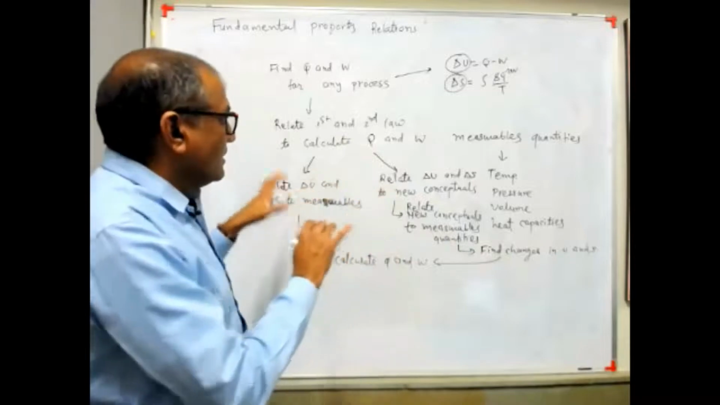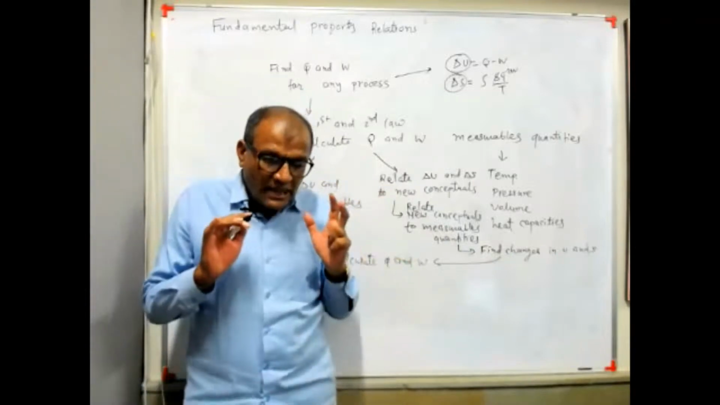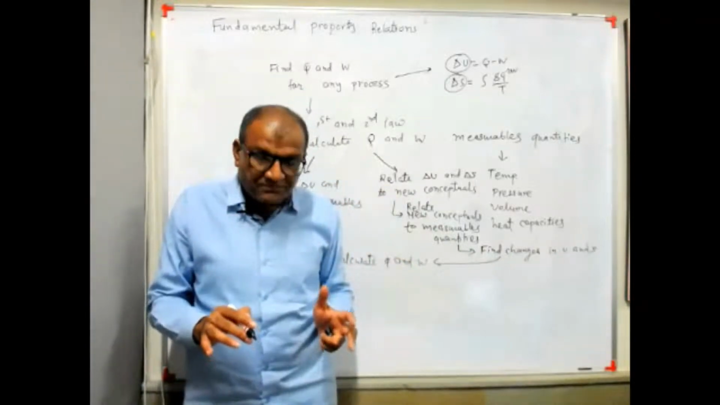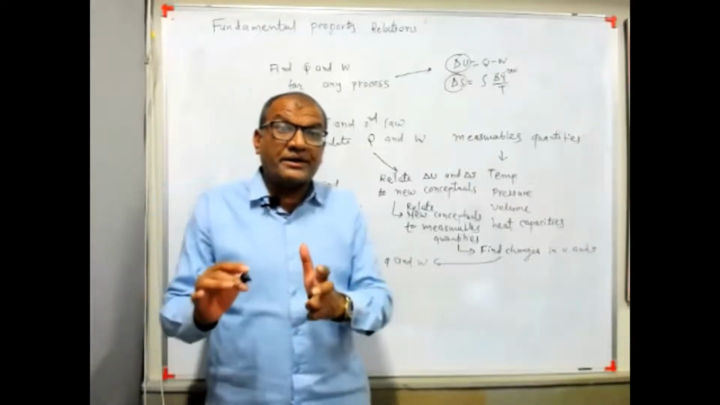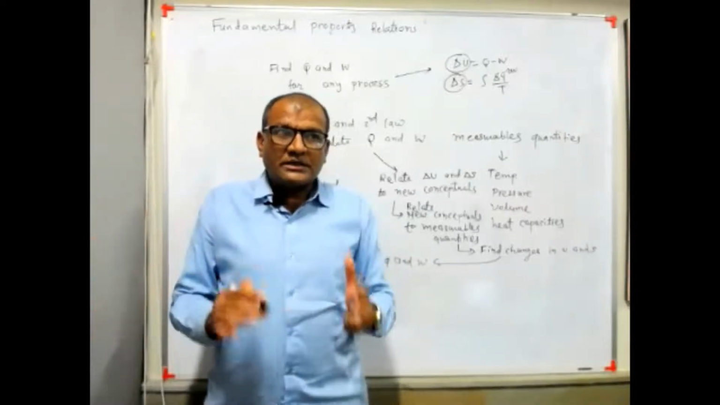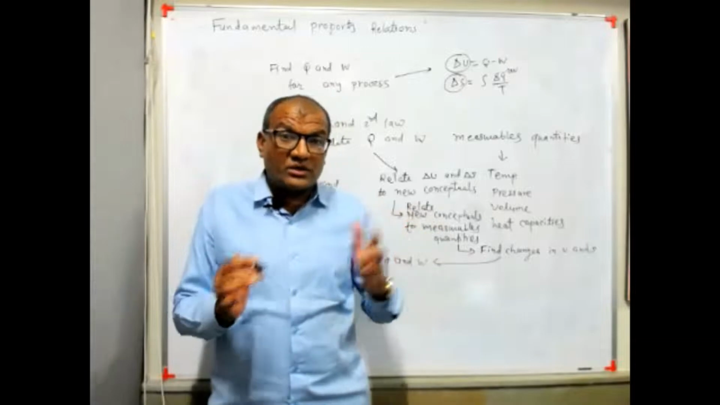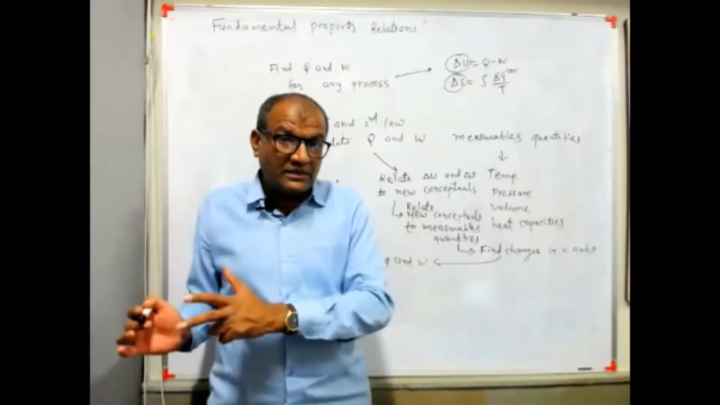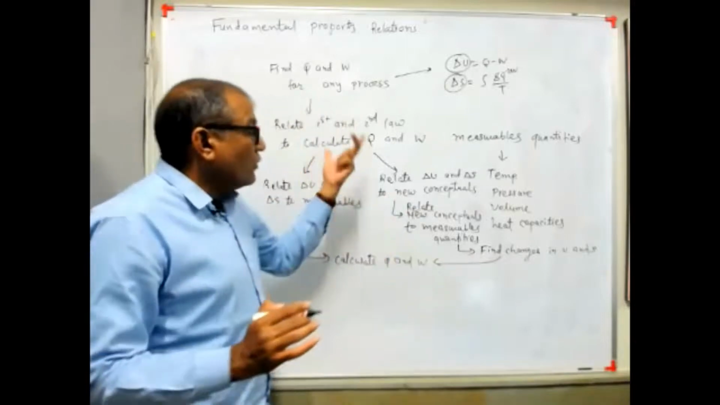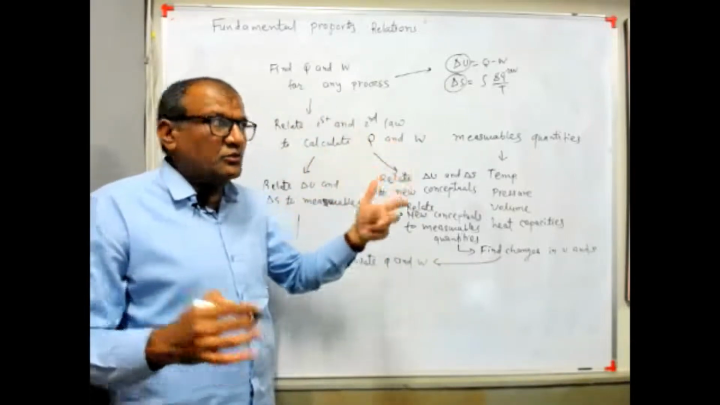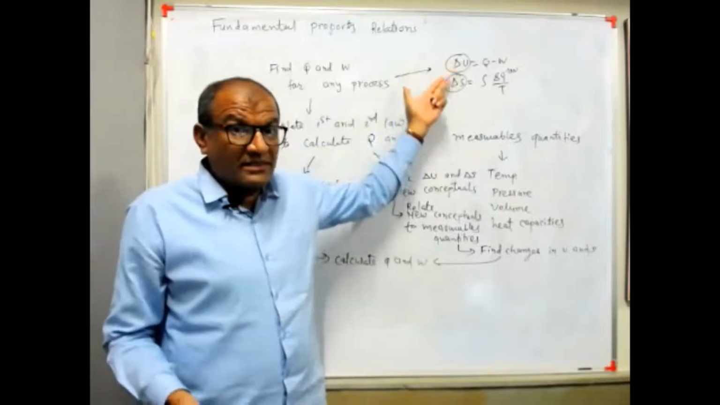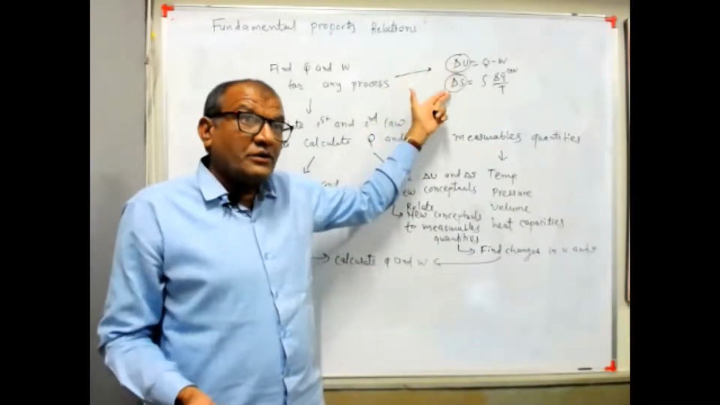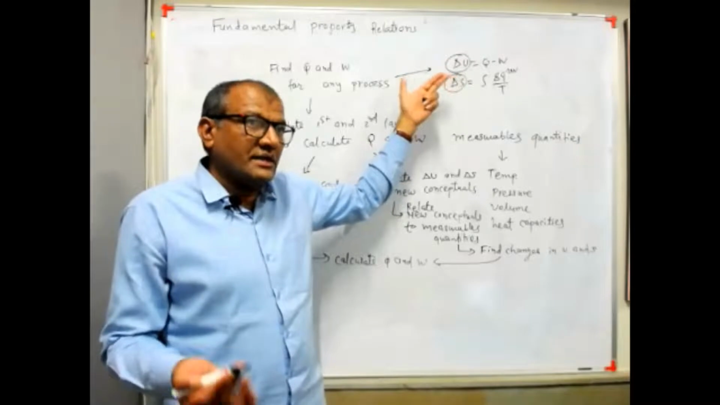So this is the methodology. In any problem solution, in a real problem, ultimately the objective is to find out what the heat transfer is and the amount of work interaction. But to calculate Q and W, you should know various quantities. If those are measurable, that is a good thing.